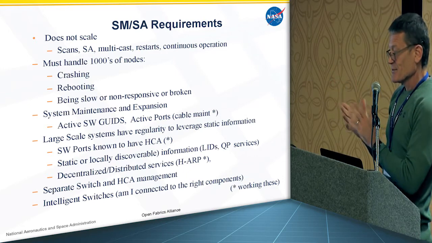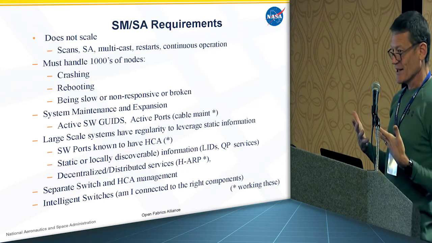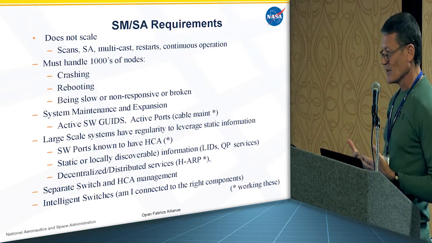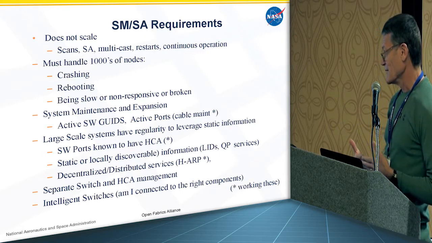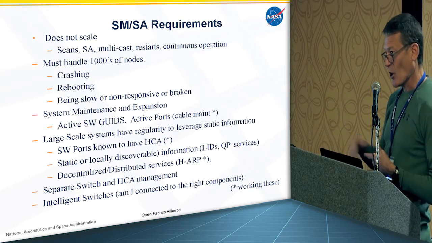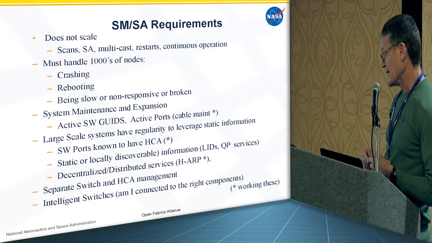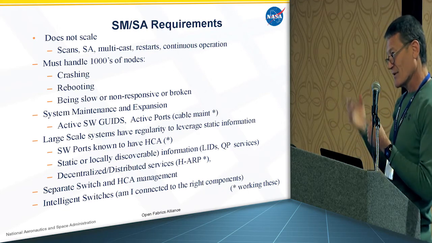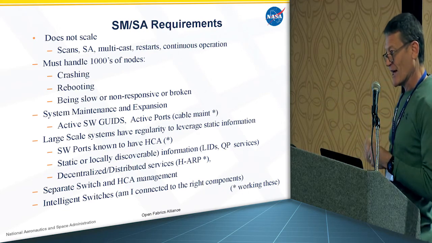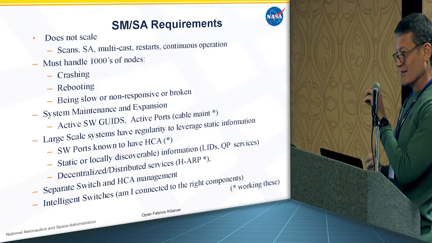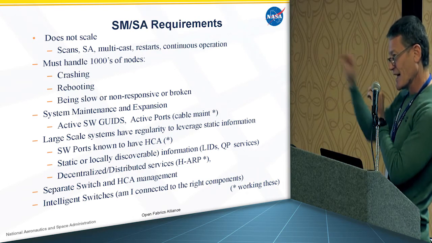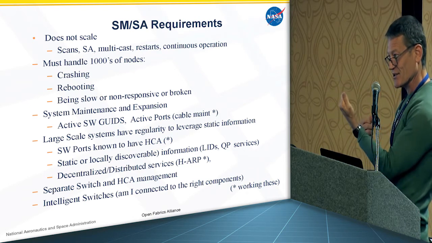And so anyway, large systems have lots of regularity in them. And so there's lots of static information that we can leverage off of. We really want static lid assignment. We have known ports that nodes will always be connected to. QP services for ARP and things like that. We don't want that QP number to move around. We want to actually be able, everything to be discovered locally, right? So the node should be able to discover most of the information it needs to know to connect to another node. And so we need to have the centralized service.